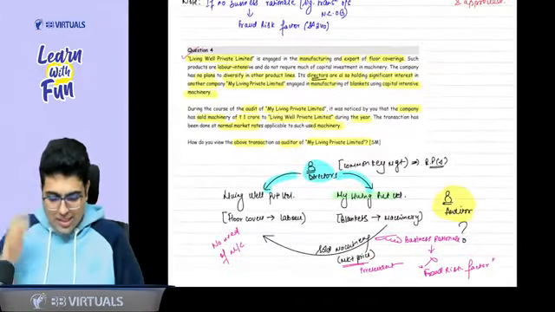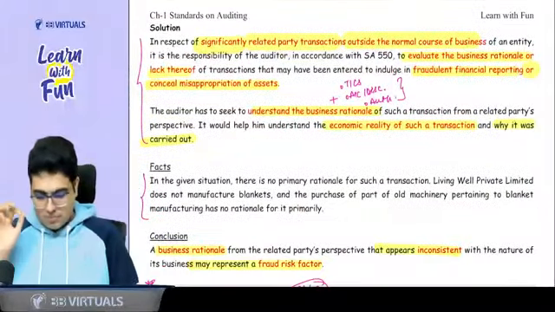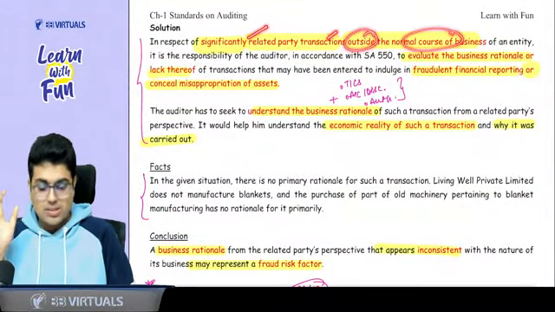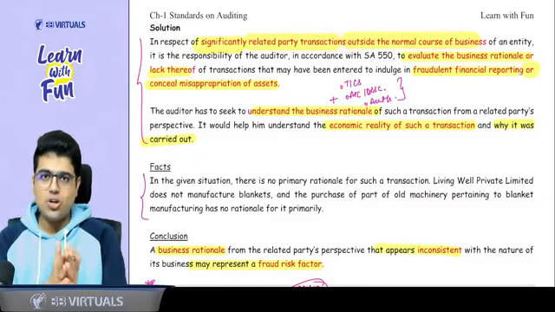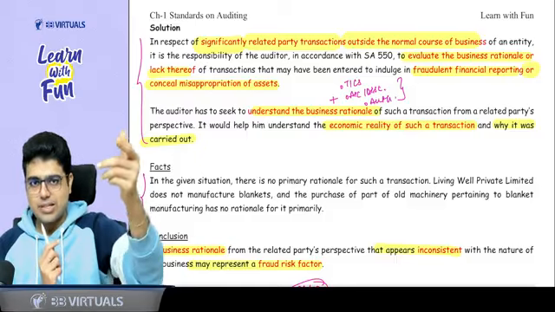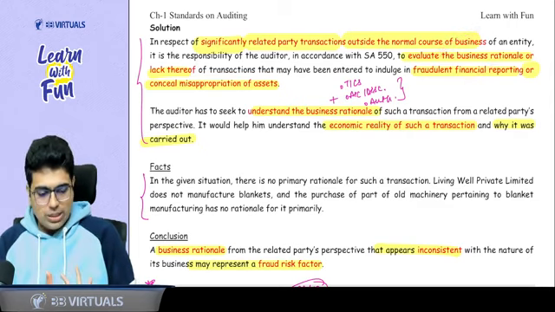So what will you write in this answer? Come to your question bank. I'll tell you what is to be written, how you need to frame this answer. Whenever you see a significant related party transaction outside normal course of business, I told you to inspect the contract. In the contract, see the business rationale, and the terms should be consistent with the management explanation. Same things you need to write here. Why do you need to see the business rationale? To see whether there is any fraud.